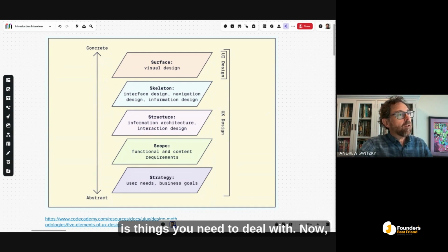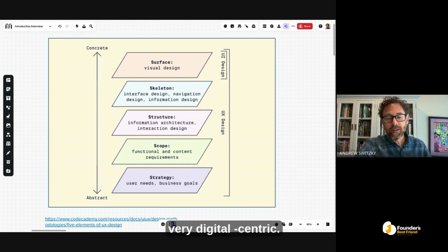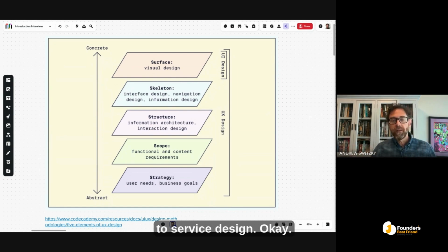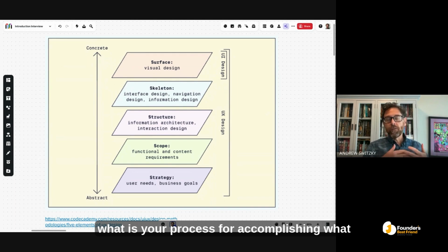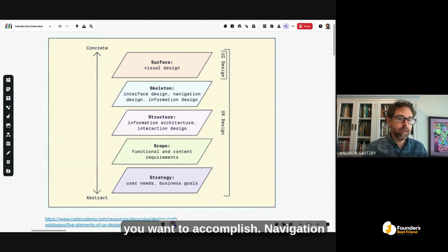Now, skeleton in this model is very digital centric, but you could apply skeleton to service design. Instead of saying interface design, you could ask, well, what is your process for accomplishing what you want to accomplish?